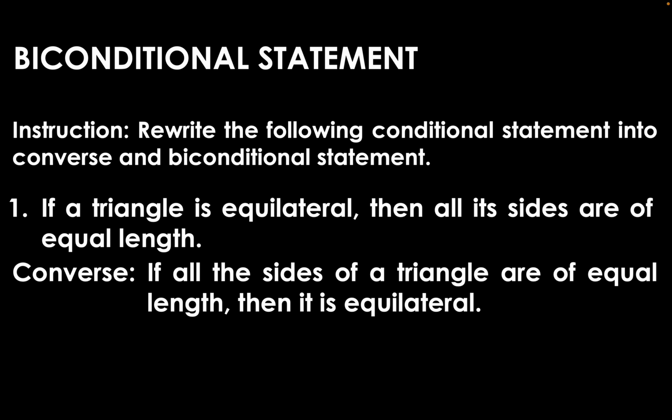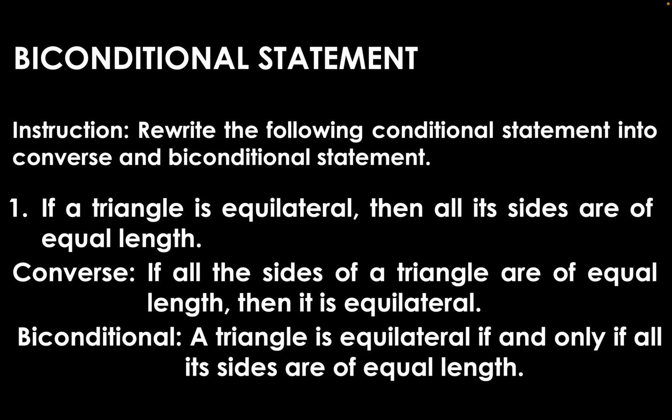Now, in a biconditional statement, you just need to write the P statement, then put the connective if and only if, and then you write the Q statement. A triangle is equilateral if and only if all its sides are of equal length. So that's how you write the biconditional statement given a conditional statement and converse statement.